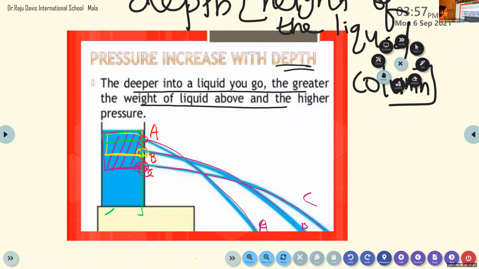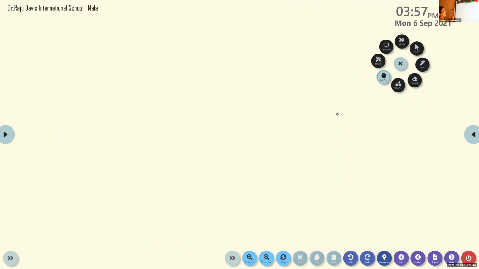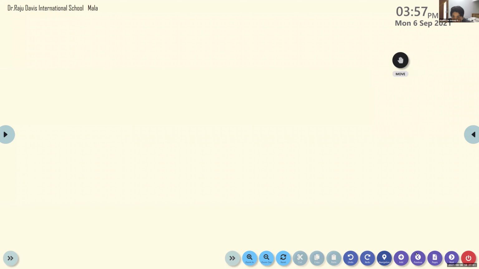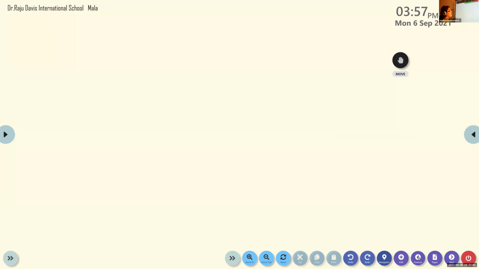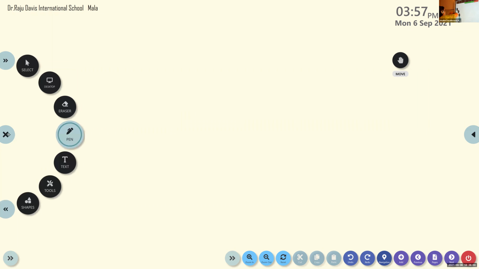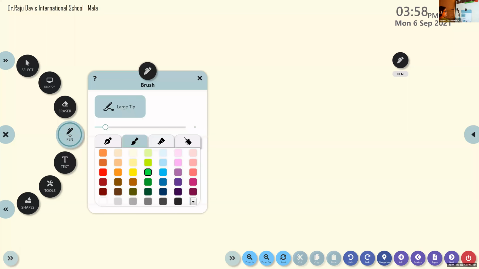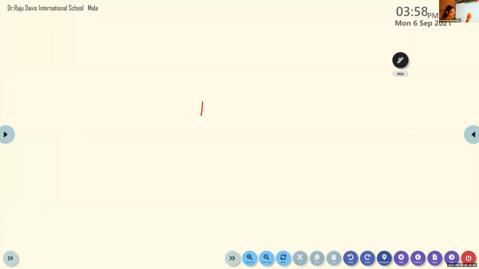So what can we say? The deeper it goes, the more the pressure increases. So from this, what do you understand? At depth, from this picture you can see at C, more pressure. At C, more pressure. At B, less pressure.